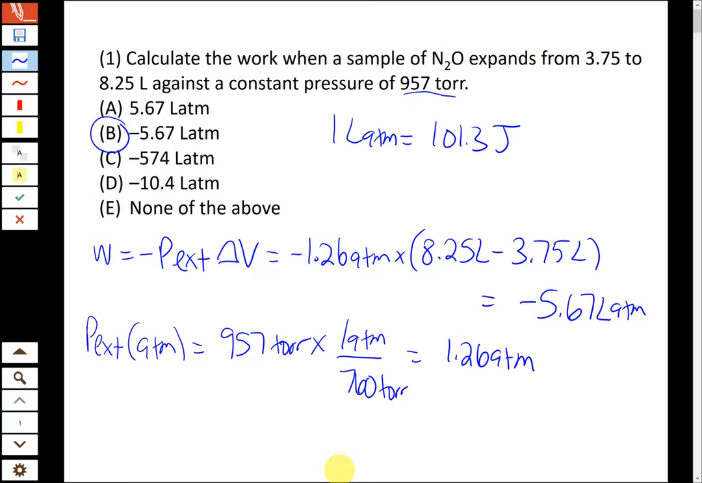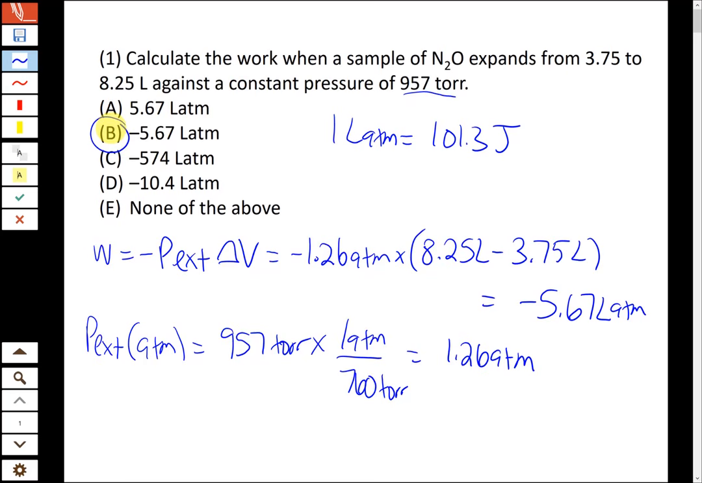But we don't need it here because our answers are in liter atmospheres, so we stop and just report the number. And it's also helpful to think about it conceptually. It is negative because we're expanding. Anytime we're expanding a gas, that means the gas is doing work against the surroundings. Whenever something does work on the surroundings, it's going to be a negative value for W. All right, so I think that takes care of that one.